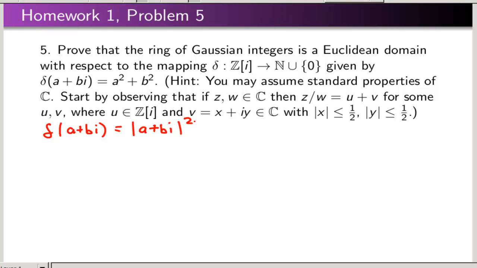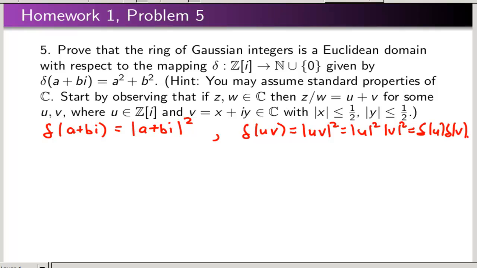And so you can use standard properties for the absolute value of complex numbers. So if u and v are complex numbers, then delta of uv would be the absolute value of uv squared. Now this is a multiplicative property, so you get delta of u, delta of v. So that's a useful property to keep in mind when you're working through this problem. That's true for any complex numbers, this multiplicative property here.